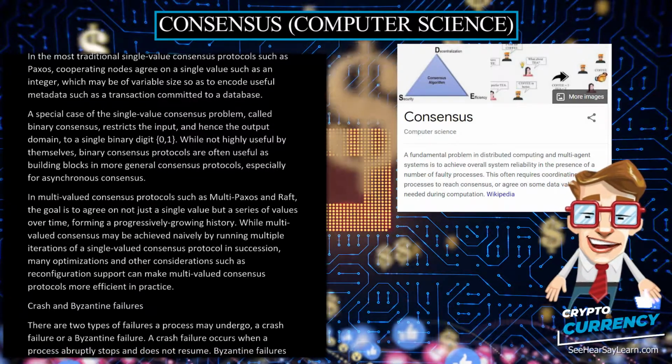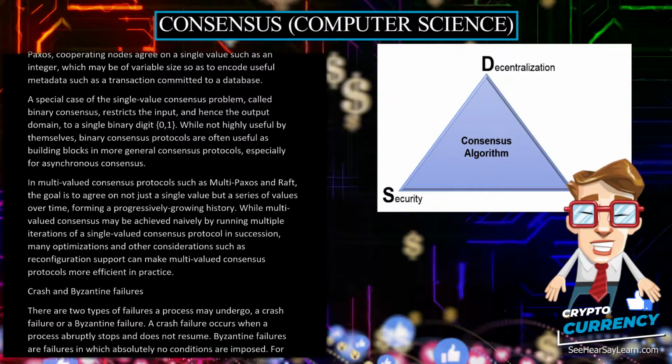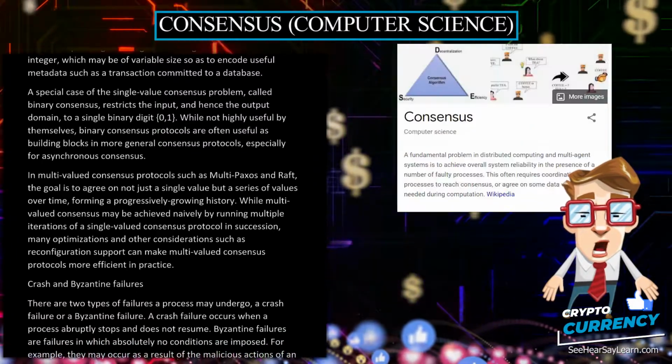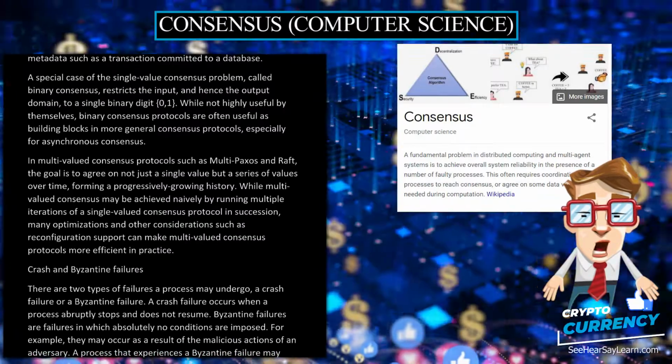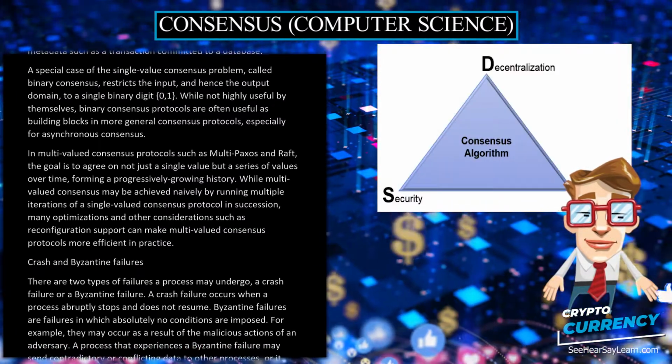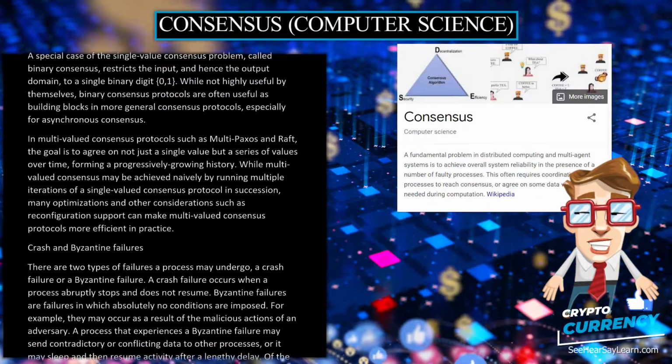While multi-valued consensus may be achieved naively by running multiple iterations of a single-valued consensus protocol in succession, many optimizations and other considerations such as reconfiguration support can make multi-valued consensus protocols more efficient in practice.